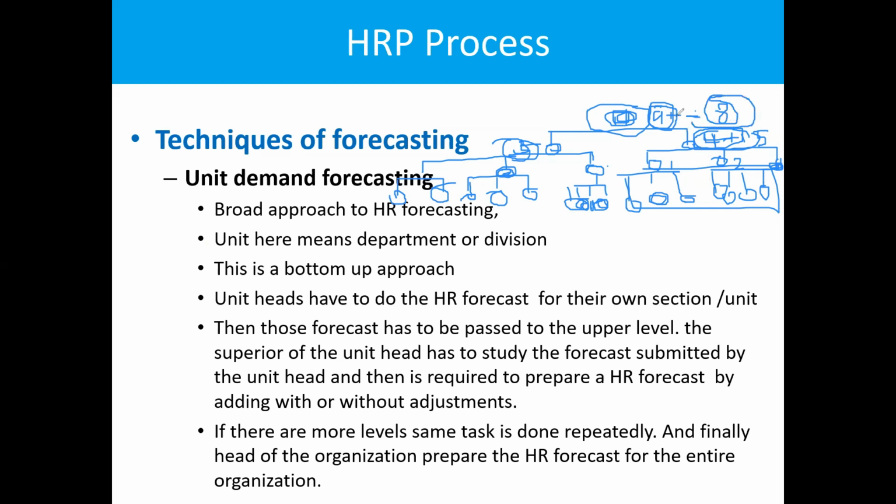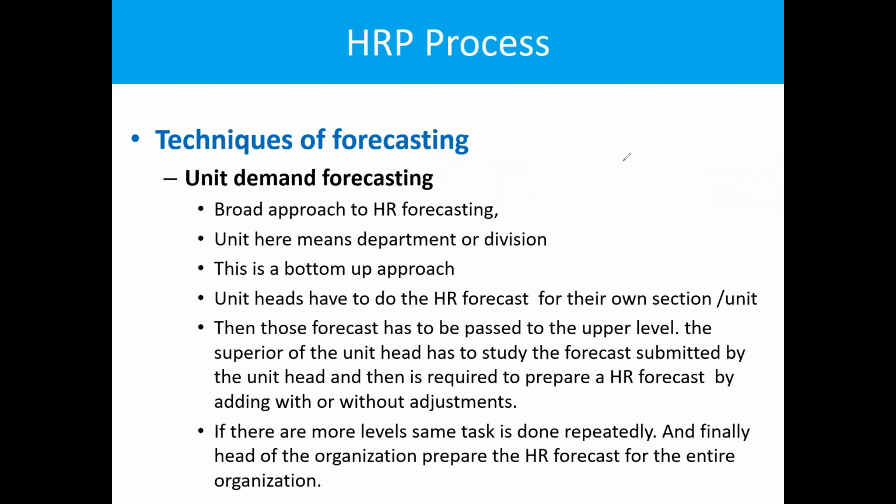Or maybe sometimes 9 is not enough. We are going to open a branch in Bangladesh as well. Then 10 more people are needed for that branch. Then altogether 19 people are needed. So this final decision is made by the CEO. So this is known as unit demand forecasting. So those are the methods by which we can determine the number of people required.